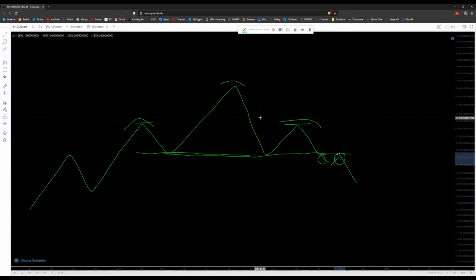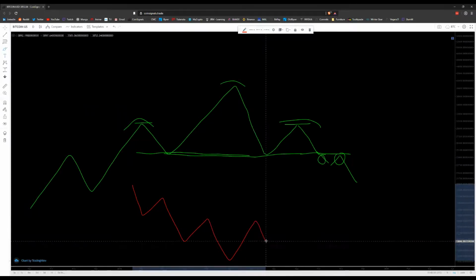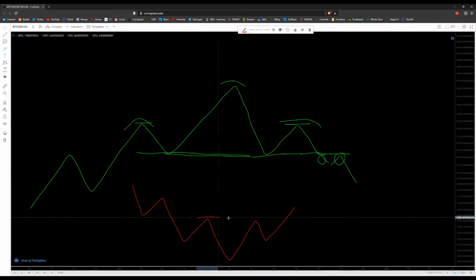okay? And then the same thing goes for a downtrend, like so, where you stop making lower lows and you make a higher low, and then the break of that neckline is your confirmation, right?